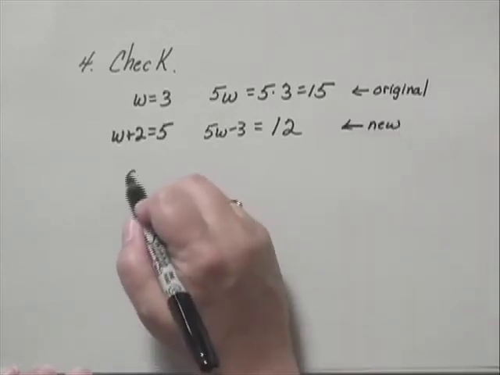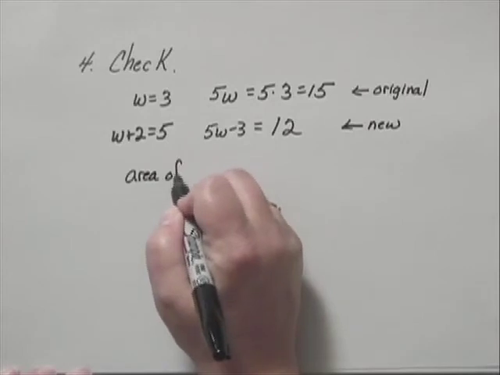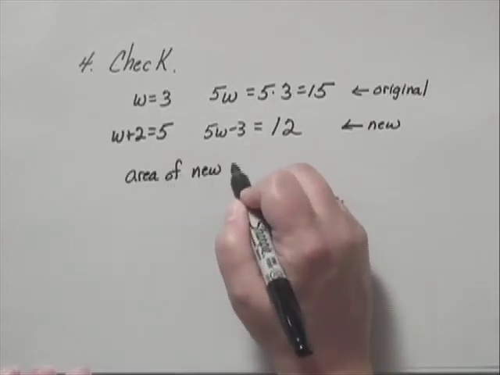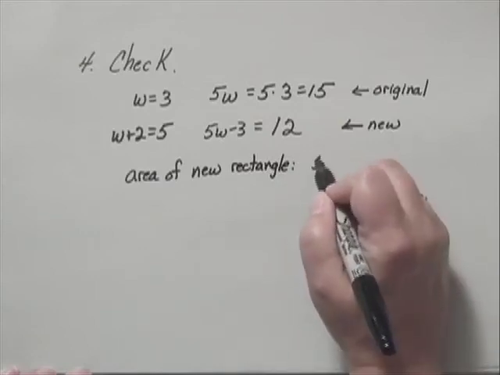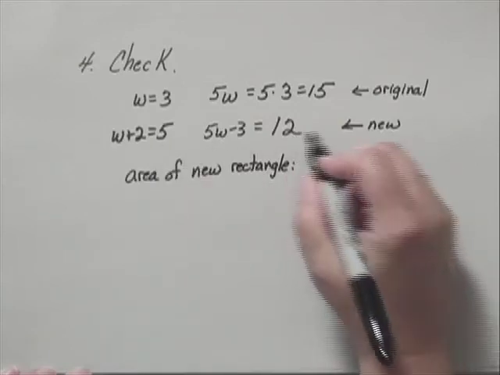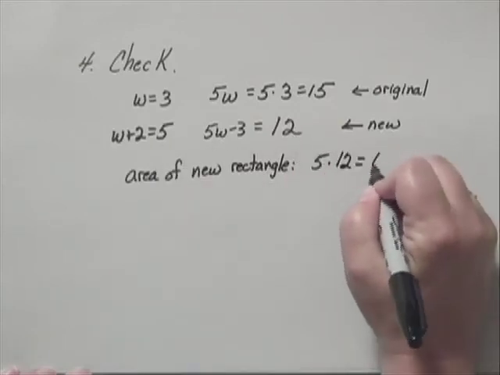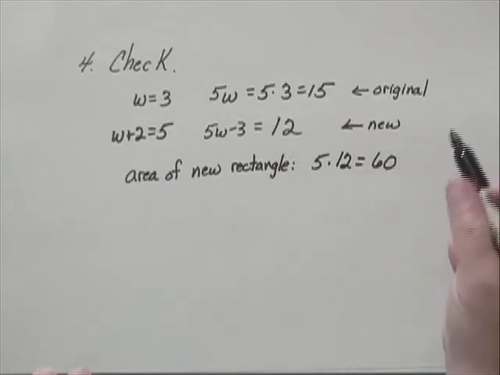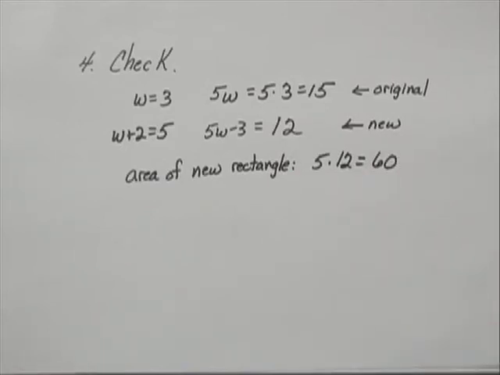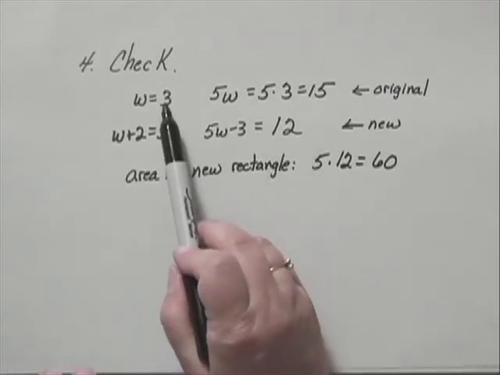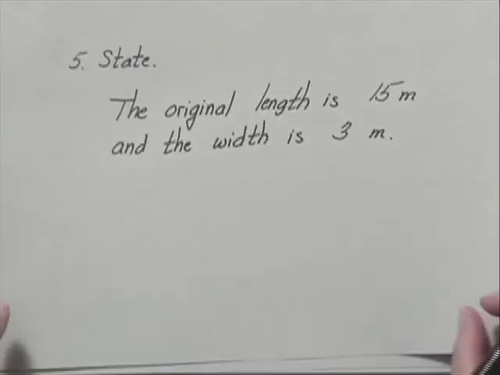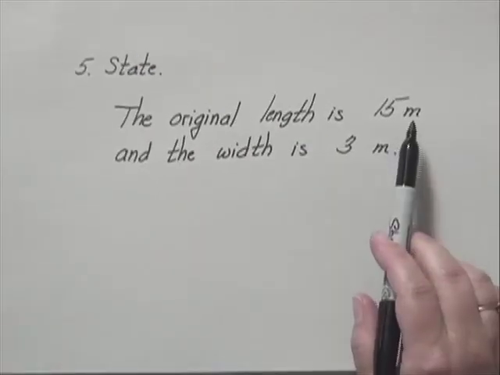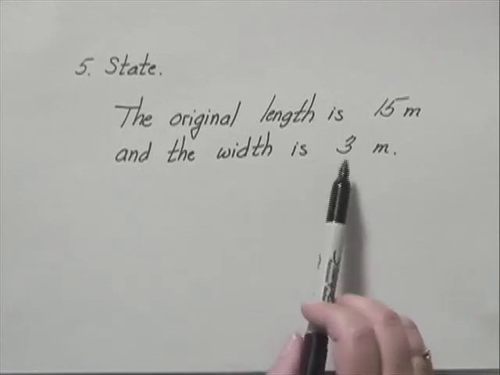The area of the new rectangle would be 5 times 12, or 60, which is what we were given. So we can state then, and we're asked for the original length and width. So the original width is 3, the original length is 15. So I state that the original length is 15 meters and the original width is 3 meters.